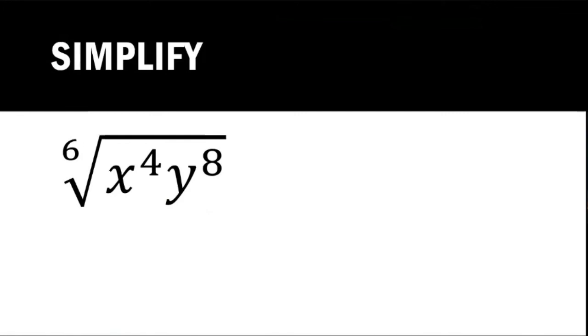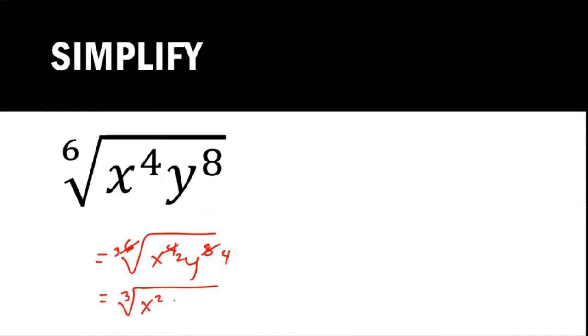How about the 6th root of x raised to 4, y raised to 8? Again, you will just simplify by reducing the indices and the power. There is a common factor here which is equal to 2. 8 divided by 2 is 4. 4 divided by 2 is 2. 6 divided by 2 is 3. Therefore, the order now will be 3, and the answer will be the cube root of x raised to 2, y raised to 4.